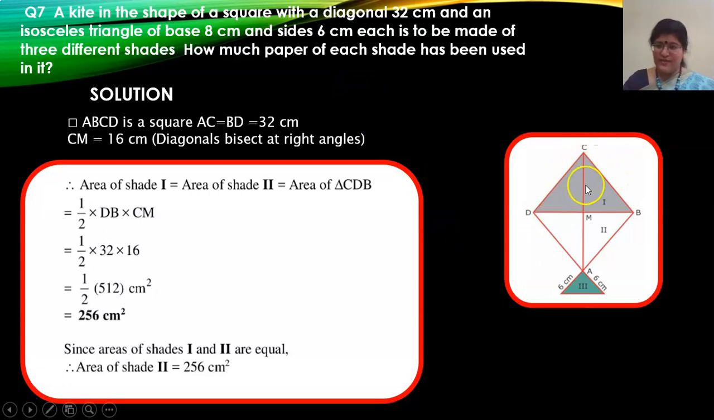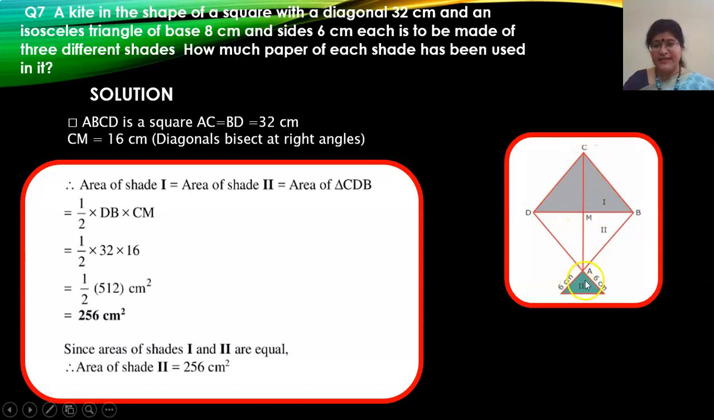This triangle is in light blue, or you could call it gray. So this is one shade. This is another shade, part 2, and this is the third shade. They're all of different colors. So you need to calculate the area of part 1, area of part 2, and area of part 3.